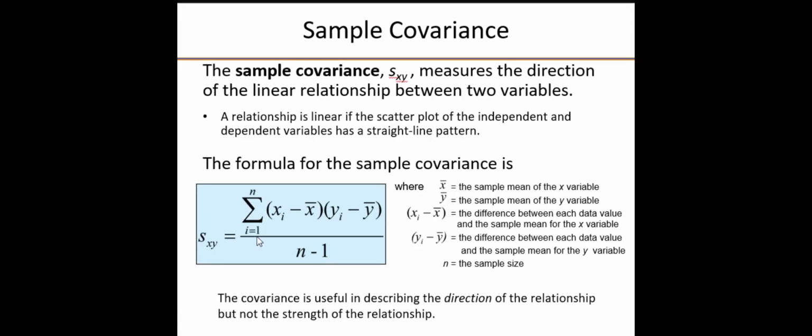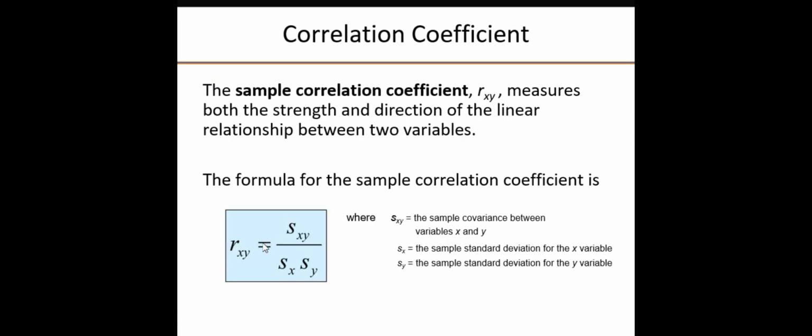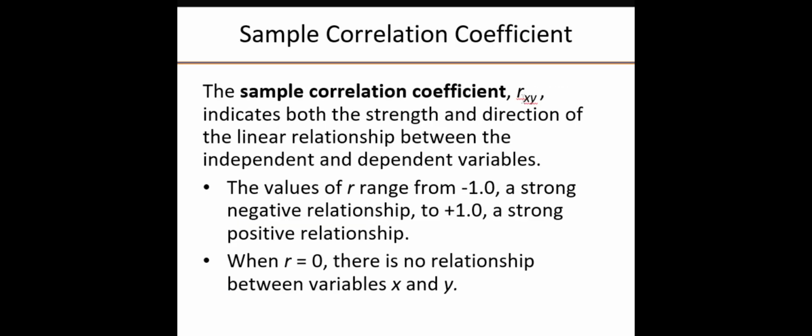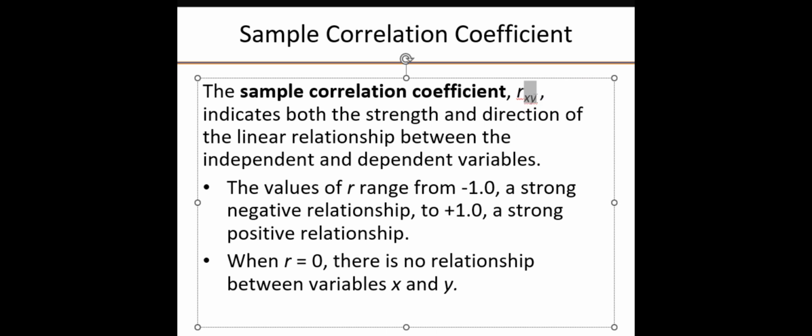Given that we have this covariance, we can derive the correlation coefficient, and that's the one that we most of the time rely on. So what we do here is take the covariance that we found and divide it by the standard deviation of the first variable multiplied by the standard deviation of the other variable. It's so simple. It's probably a little bit more complicated to calculate, especially if we do it manually. So the sample correlation, denoted by Rxy, and these are the two variables, indicates both the strength and direction of the linear relationship between the independent and dependent variable.